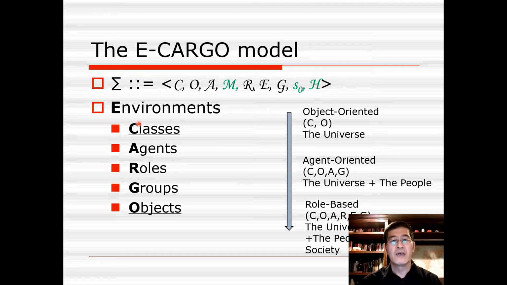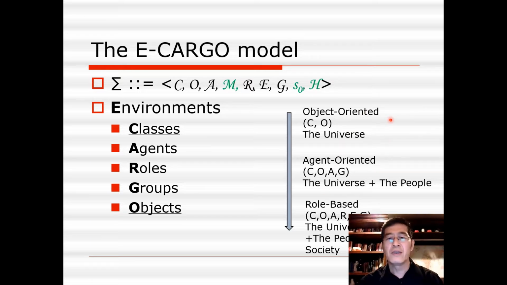That means any kind of system, including complex systems and social systems, can be composed of classes, objects, agents, messages, roles, environments, groups, initial states, and human users.